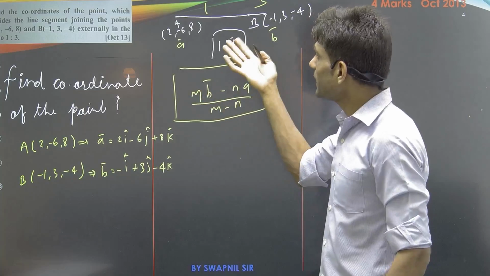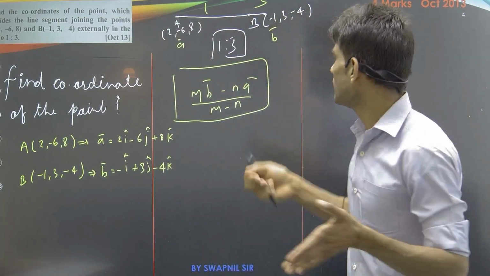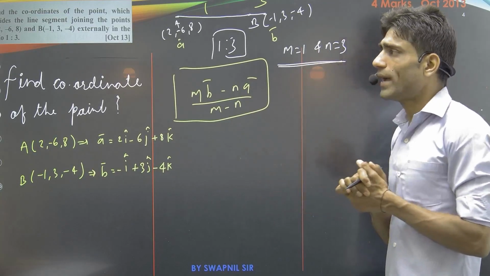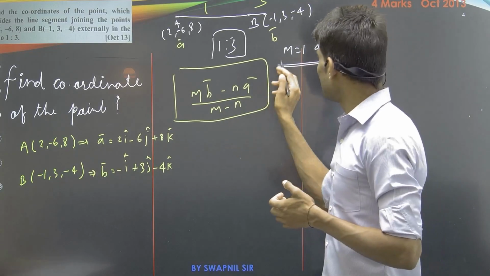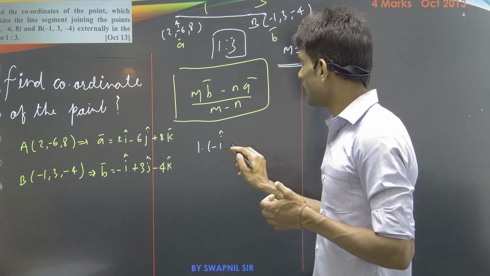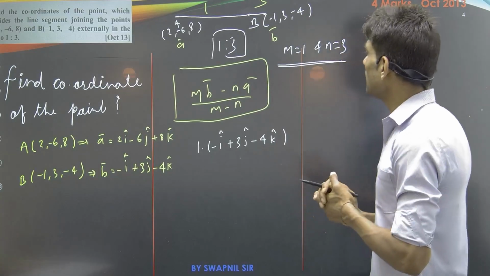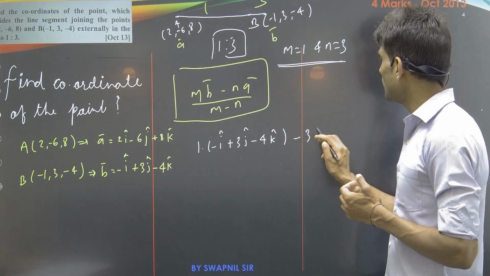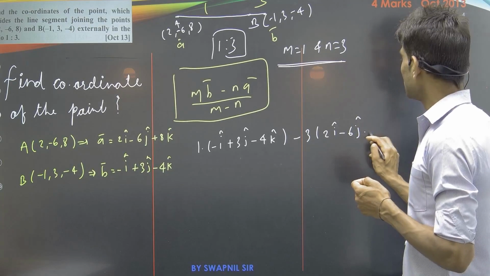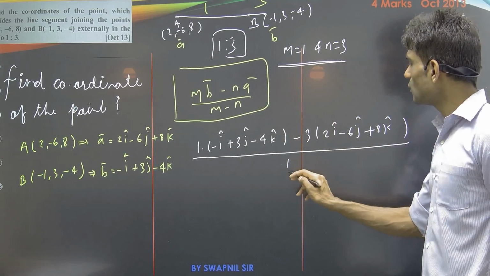So for m into B bar, we know the ratio is 1:3, which means m:n, so m is 1 and n is 3. Put m equal to 1 multiplied by B bar, which is minus i cap plus 3 times j cap minus 4 times k cap, minus n into A bar, that is 3 times 2 i cap minus 6 j cap plus 8 k cap, and this is completely divided by m minus n, that is 1 minus 3.